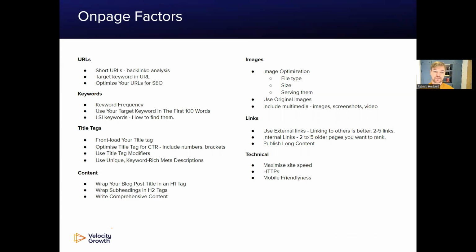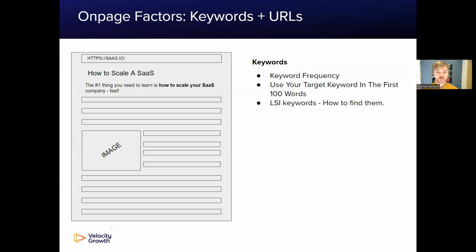Now, I'm going to break each one of these factors down. I'm going to try and give you a decent understanding of what each one actually is, what that means, what you've got to worry about for them, what you don't have to worry about. Let's jump in. So first, on-page factors, we're going to look at keywords and URLs, right?